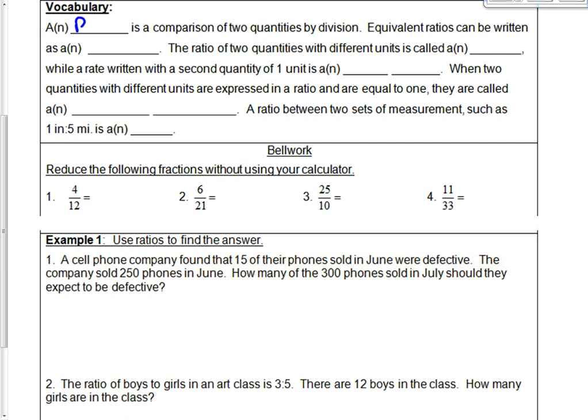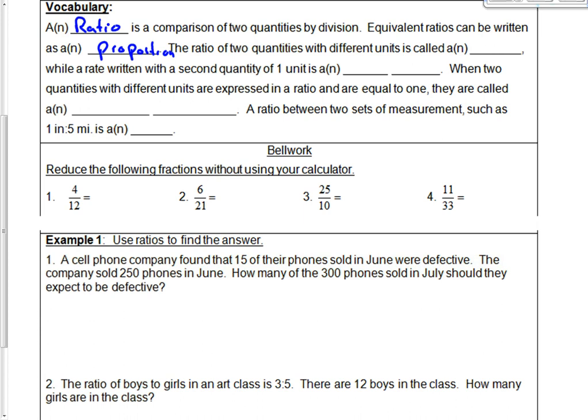A ratio is a comparison of two quantities by division. Equivalent ratios can be written as a proportion. So when we start looking at this, the two words I want to look at for vocab are ratio and proportion. And again, the rest of this you'll start figuring stuff out or looking at it in your classes.